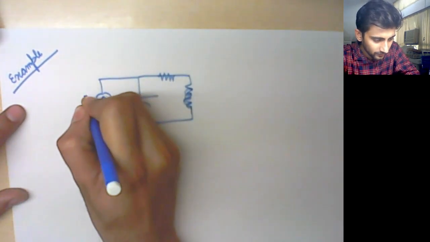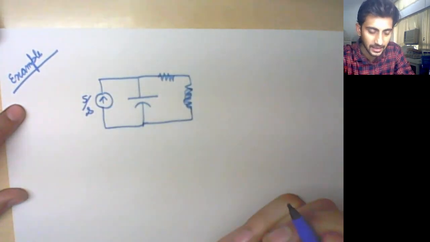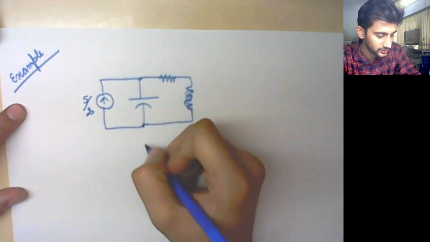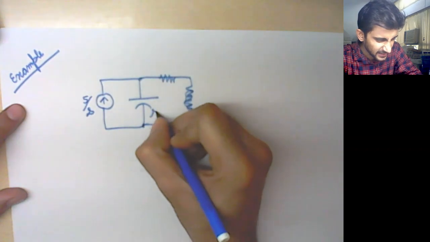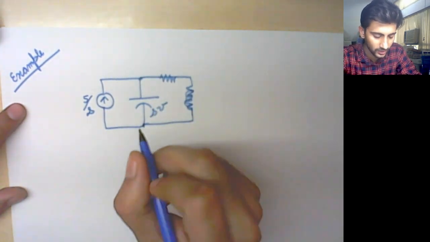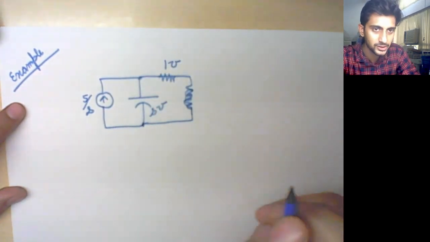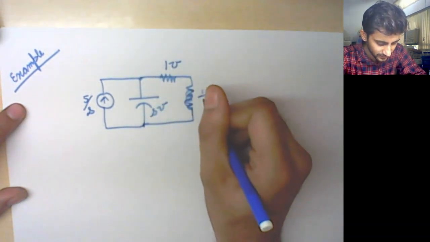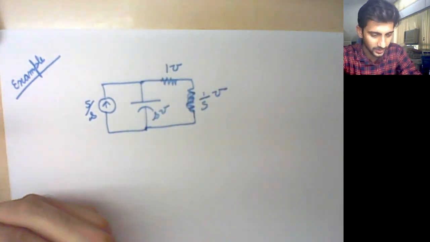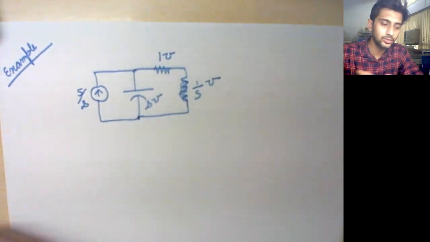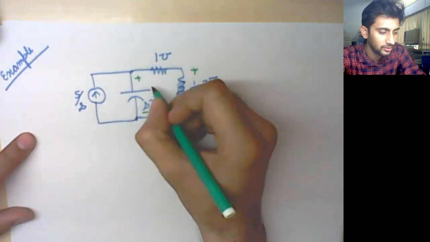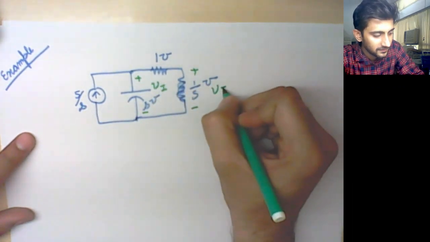The value of the current source is 5 by S amperes. The value of admittance across the capacitance is, let's say, S mhos. It is already given. The value of admittance of the resistance is 1 mho. The value of the inductance admittance is 1 by S mhos. And what they're asking is to find out the voltage across the capacitance and across the inductance. So you have to find out V first and V second.